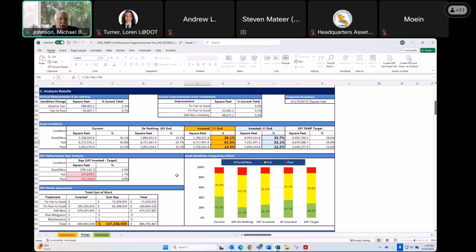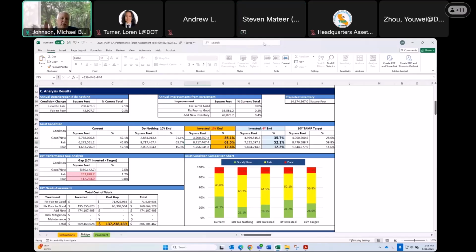And then down below the salmon color is an estimated cost of what it would take for you to meet your targets. Yue, correct me if I'm wrong on any of this, but that's my understanding of how it all works. Yes, you explained very well. So in effect, for $137 million, you could achieve your target. Otherwise, without that $137 million, you're going to fall short. Okay. Great. Thank you. Appreciate that.